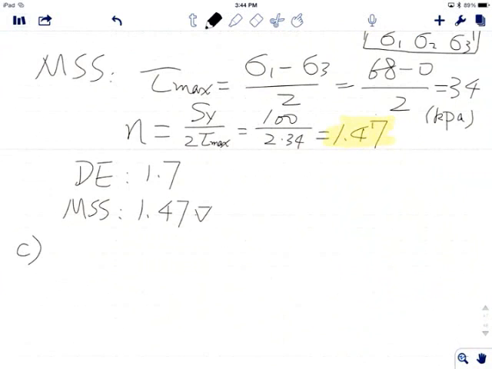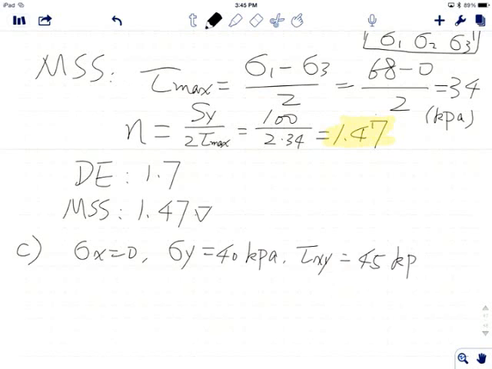So question C. Question C, let's see what's the stress state. Sigma x is 0, sigma y is 40 pascal, and tau xy is 45 kilopascal. Okay.